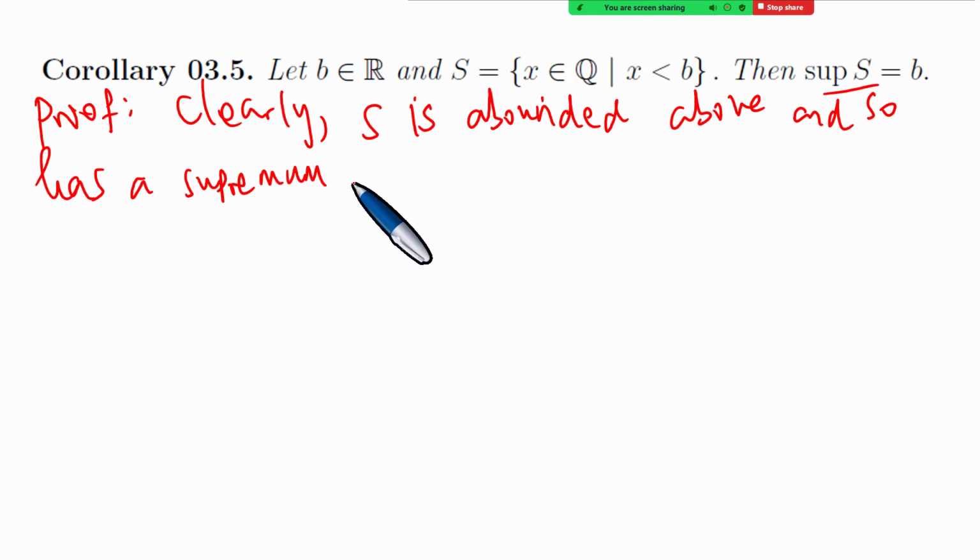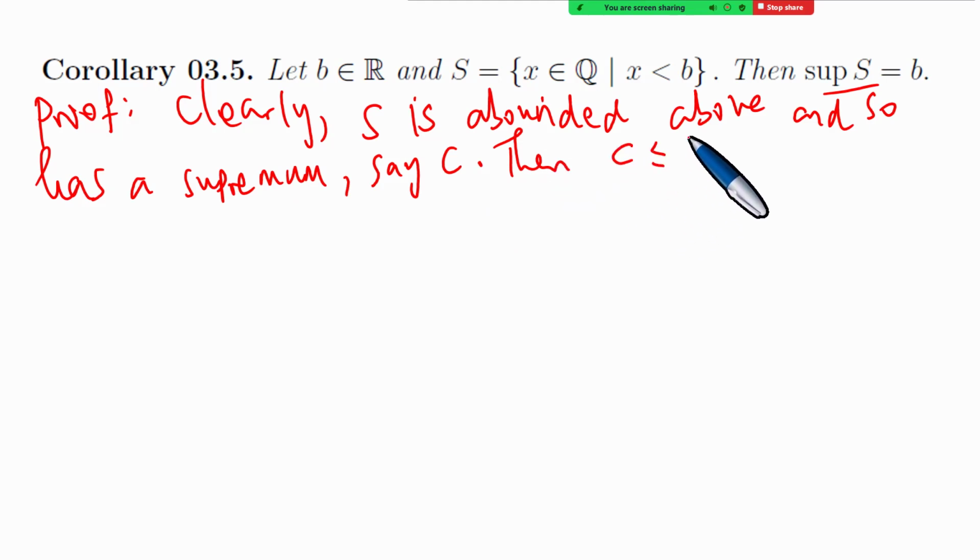Has a supremum. Say C. Then C is less or equal to B, since B. Okay, we shall look at the nitty-gritties of these.